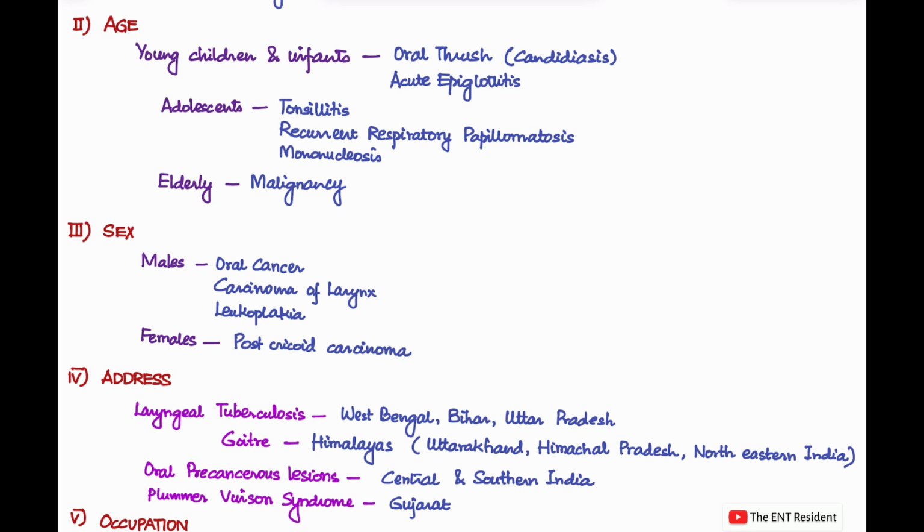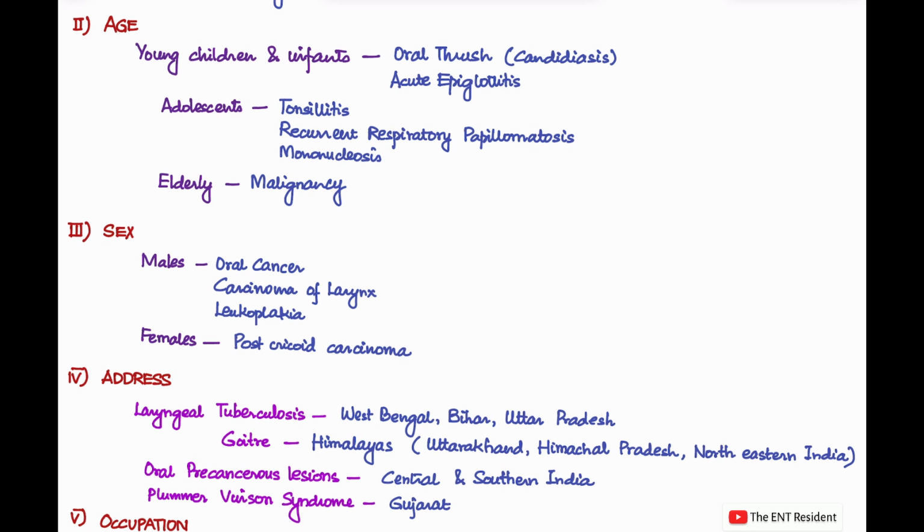So, the diseases that are more common in males here are oral cancer, carcinoma of the larynx, and leukoplakia, which is a pre-malignant condition where you find a whitish patch in the oral cavity or anywhere in the throat. And in females, post-cricoid carcinoma is very common.